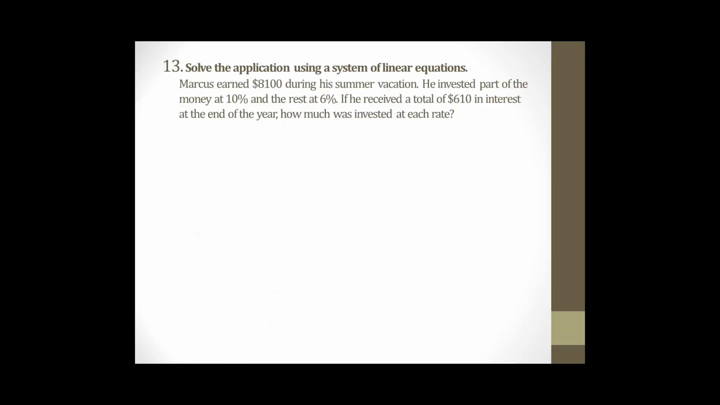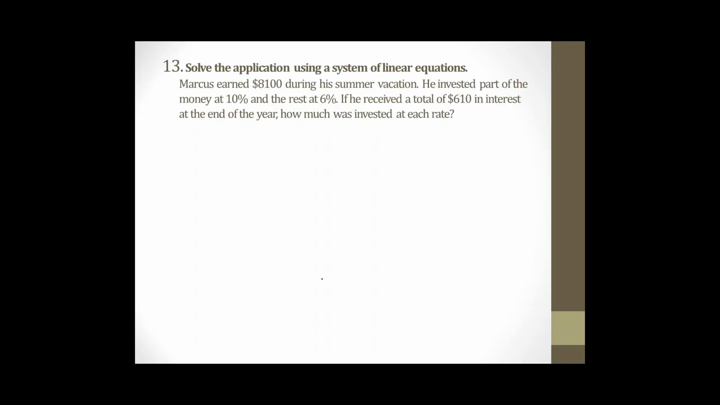Let's move on. Another word problem. And this says solve the application using a system of linear equations, and Marcus earned $8,100 during his summer vacation. He invested part of that money at 10% and the rest at 6%. So if he received a total of $610 in interest at the end of a year, how much was invested at each rate?